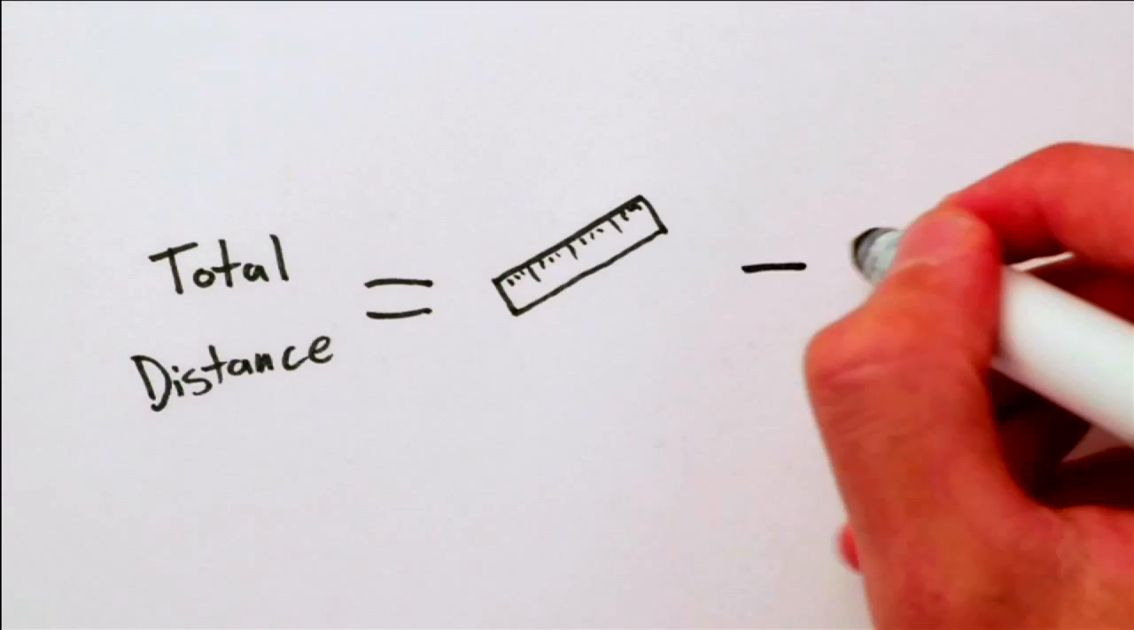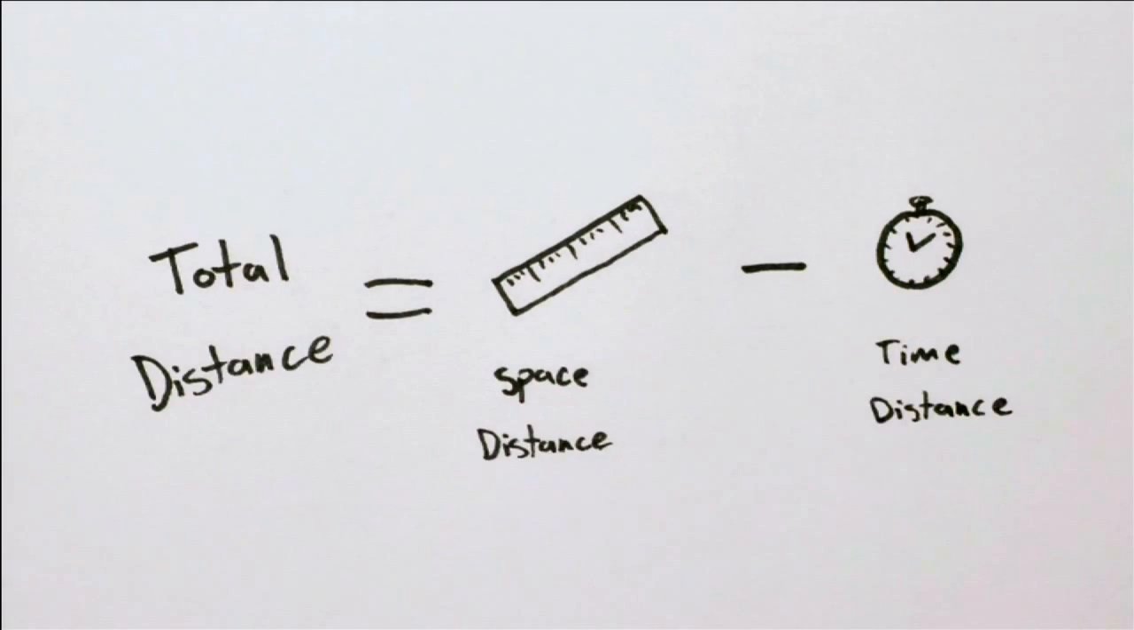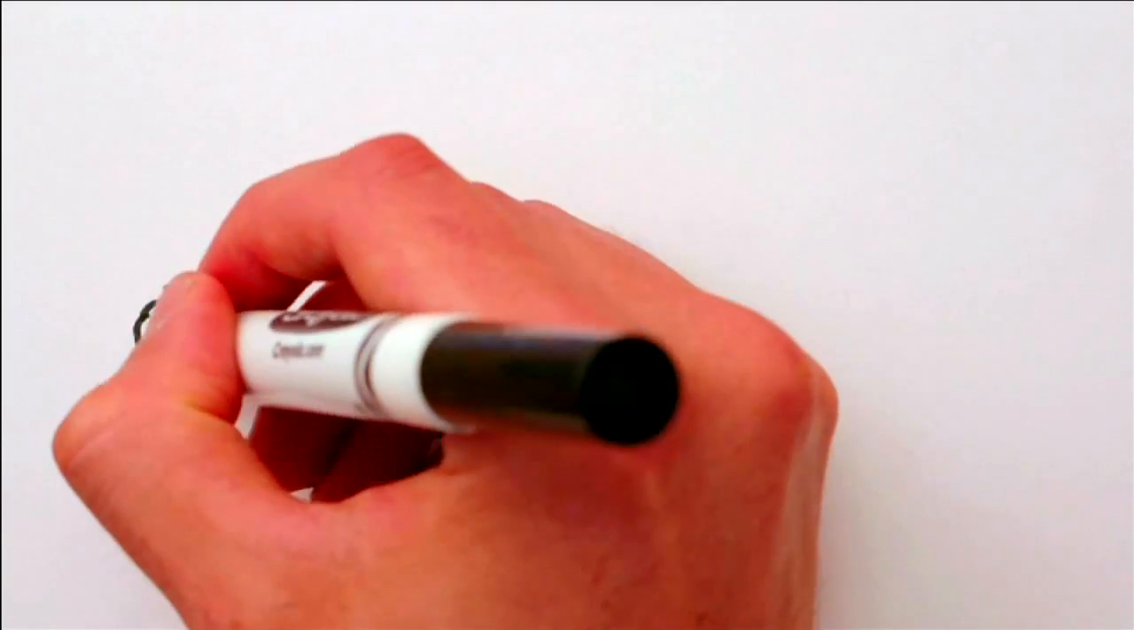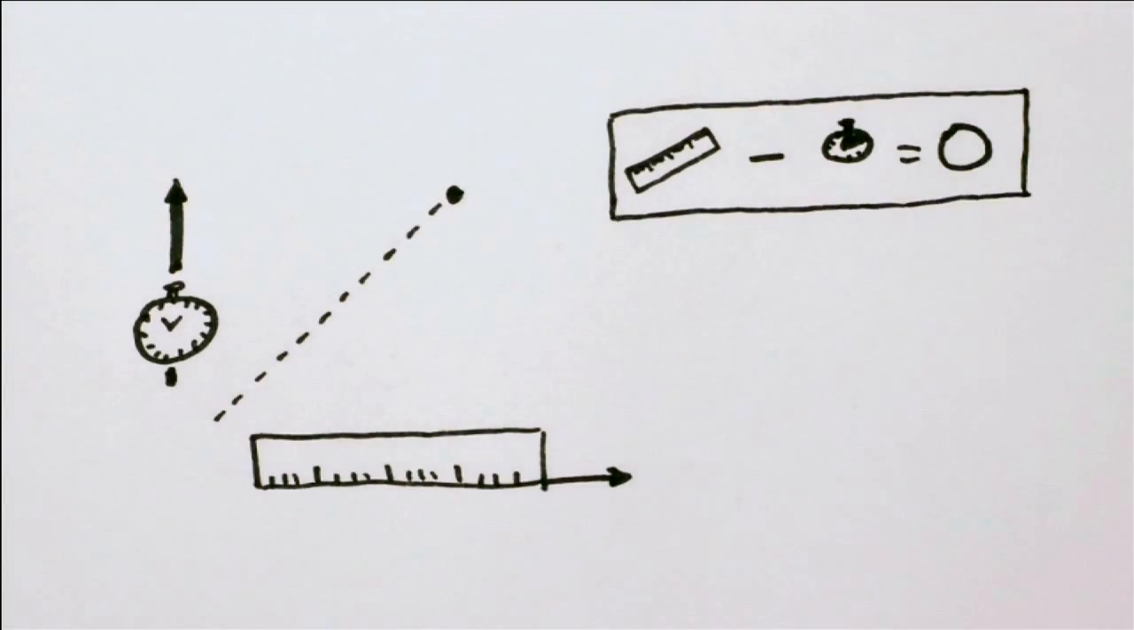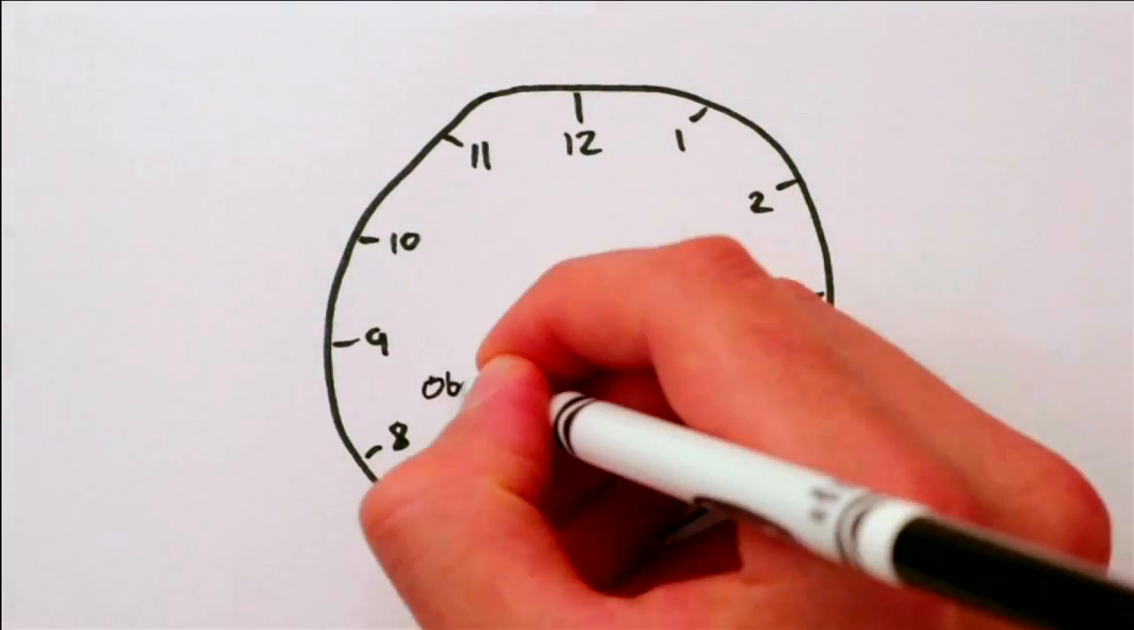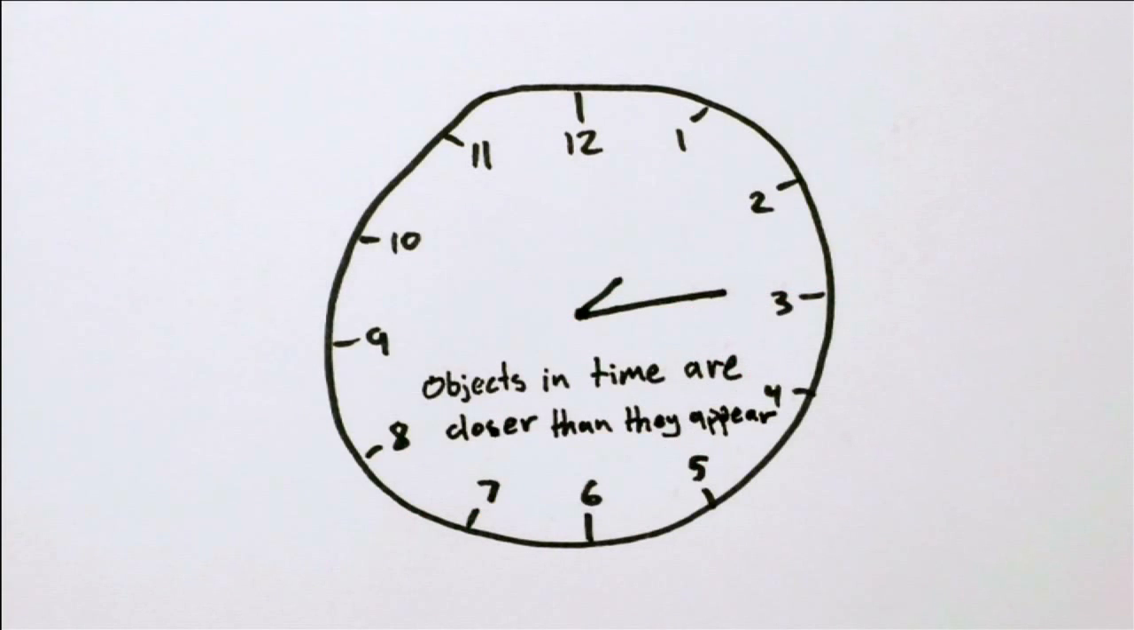In special relativity, more time equals less distance. So distance in time is negative. And if you travel east and into the future in such a way that the negative time and positive space distances cancel out, your total distance will be 0. And you'll be traveling at the speed of light. So how far away is tomorrow? It's closer than you think.